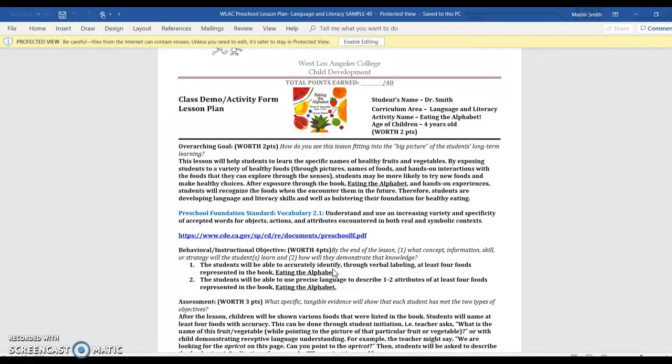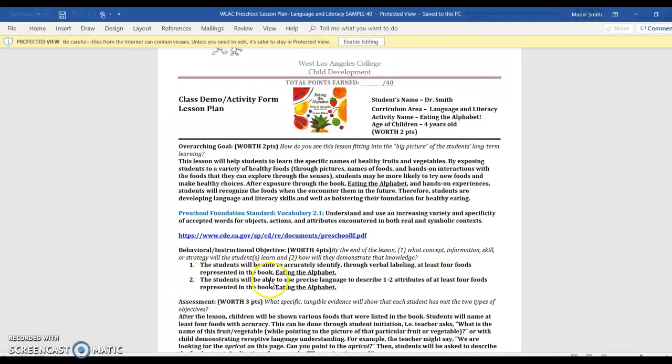They're not measurable. So make sure that you avoid vague terms like the student will know, the student will learn, the student will understand. You need to be specific. So in this case, identify. We know that we can observe someone identifying, and then I'm telling you exactly how they're going to identify through verbal labeling at least 4 foods. So I'm even giving you a quantity.